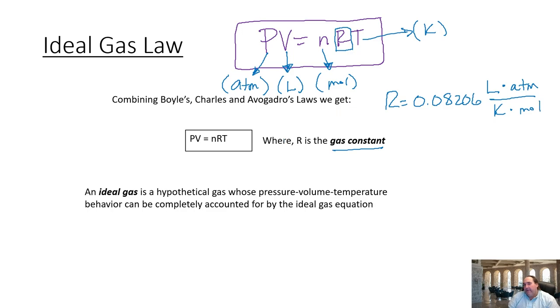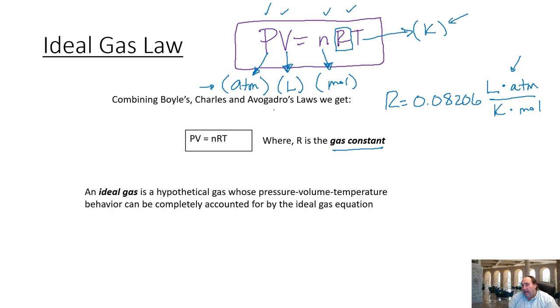Now, the reason why all the other variables have to be in these units is because they need to properly cancel out with the gas constant. So the good news is the gas constant will probably be provided to you, which means the units of the gas constant should be a friendly reminder of what all these units should be when you go into the equation.